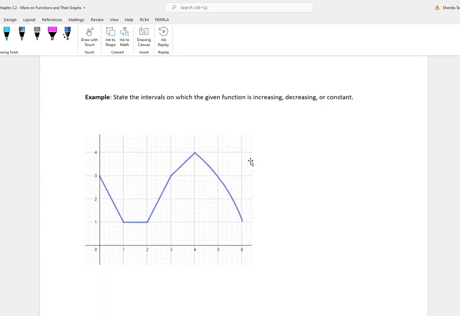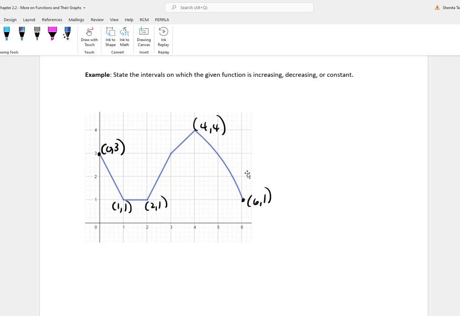So let's look at another graph. Here, these graphs don't have arrows, so this is where it starts and stops. This point here is 0, 3. This point here is 1, 1. This is 2, 1. This is 4, 4. And this is 6, 1. Alright, so let's look at where the graph is increasing, decreasing, and constant. I'll put it all up here.